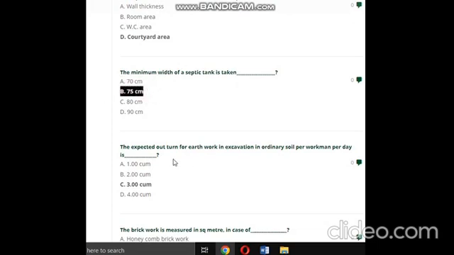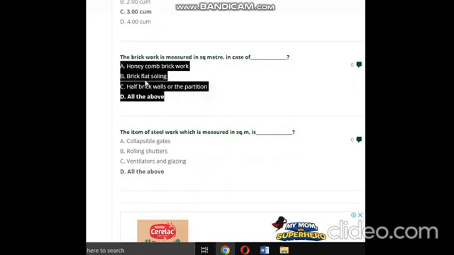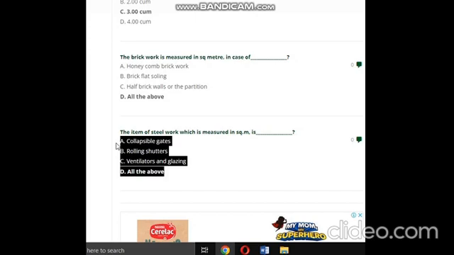The expected outturn for earthwork in excavation in ordinary soil per workman per day is 3 cubic meter. The brickwork is measured in square meter in case of all of the above: honeycomb brick face, brickwork. The item of steel work which is measured in square meter is all of the above: collapsible gates, rolling shutters, ventilator and glazing, all of the above.